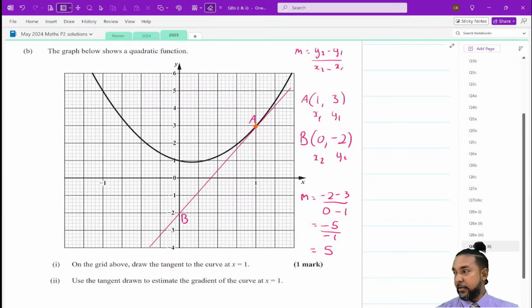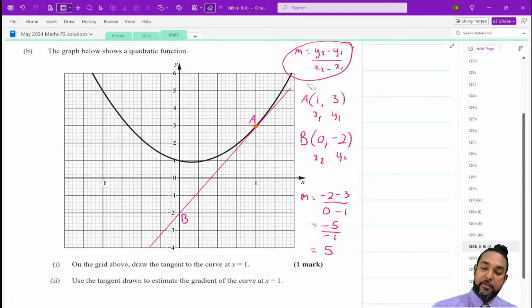So to find the gradient of a curve at a point, you have to draw a tangent, a straight line that touches the curve at that point, and only at that point. Then you can find the gradient of that tangent, because it's a straight line, and this is the formula for the gradient of a linear function, a straight line. And then that would be equal to the gradient of the curve at that point.